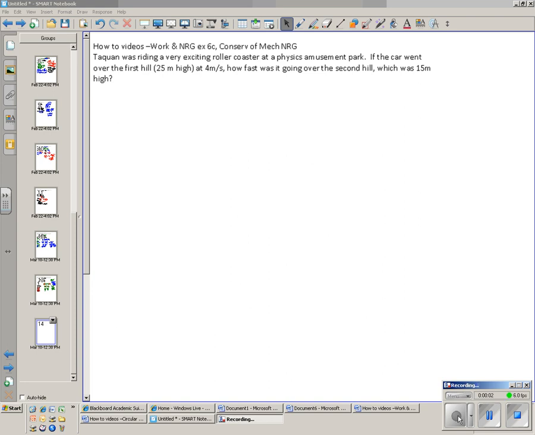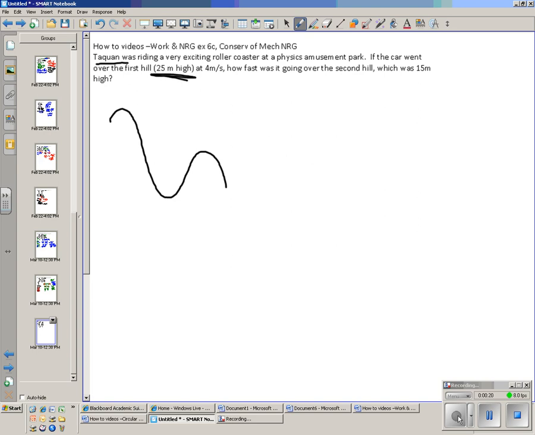This is how-to videos, work and energy, example 6C, conservation of momentum. We have Taekwon riding on a roller coaster. It's got a couple of hills, and the first hill is 25 meters high.